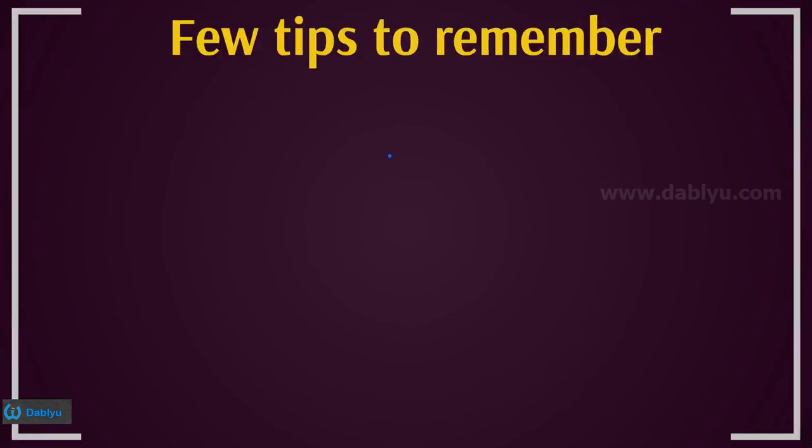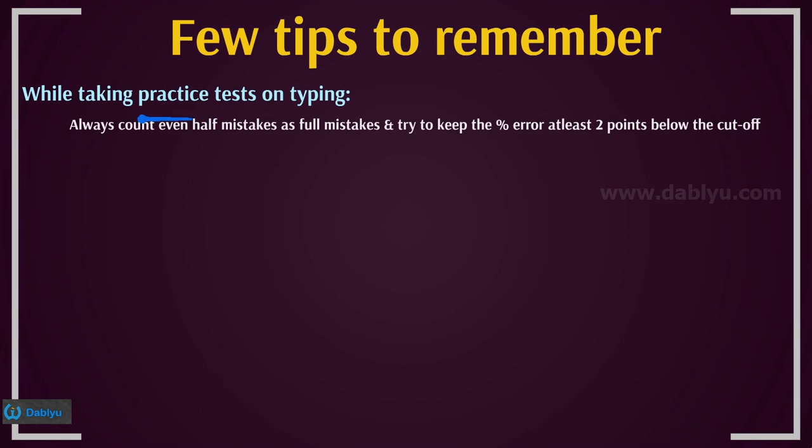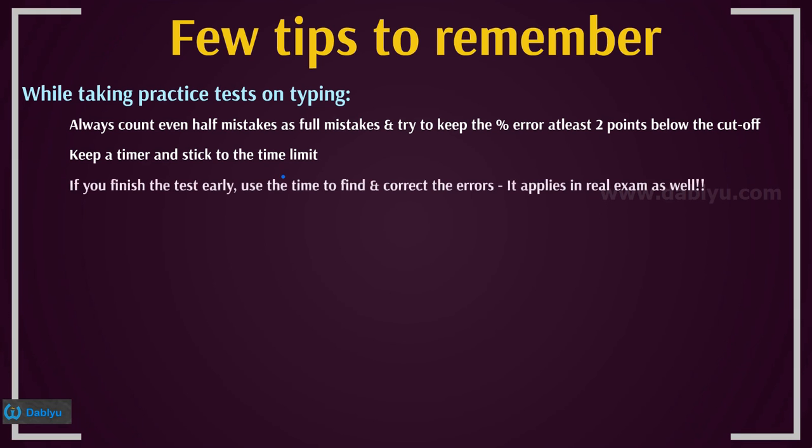Okay. Now let's move on. Let's look at few tips while taking practice tests. The first thing is always count even half mistakes as full mistakes and try to keep the error percentage at least 2 points below the cutoff. So if your cutoff is 5%, then try to target for 3% and also even count half mistakes as full mistakes while practicing. This will keep you in a safer limit and you will be more confident if you achieve this. Next, keep a timer and stick to the time limit as we have seen before.